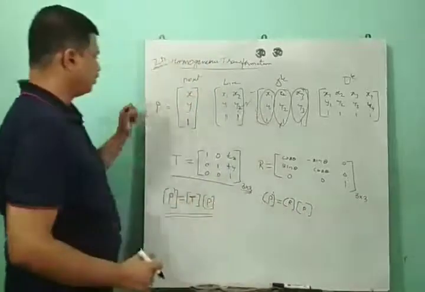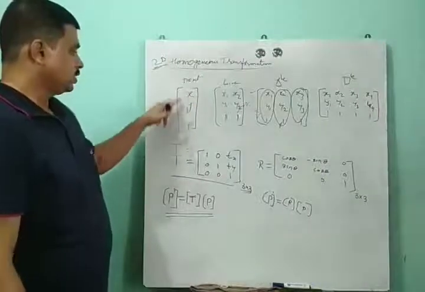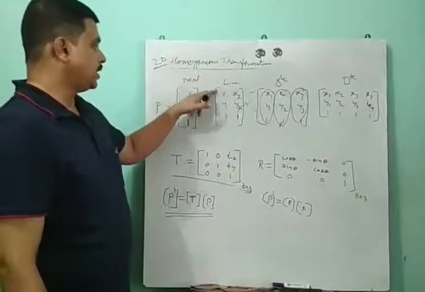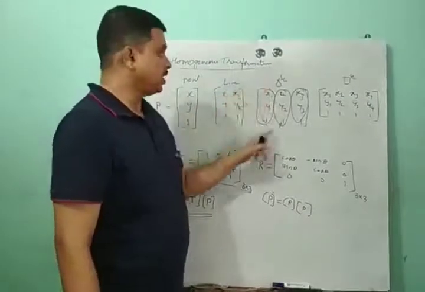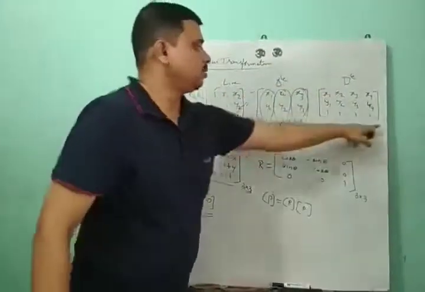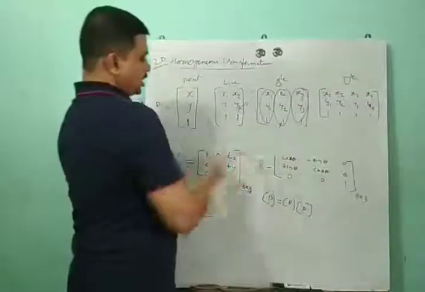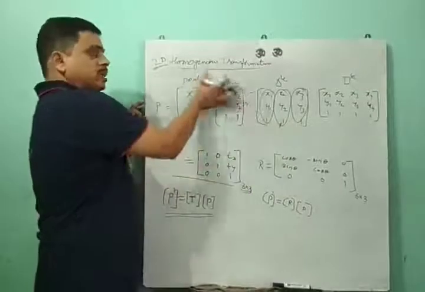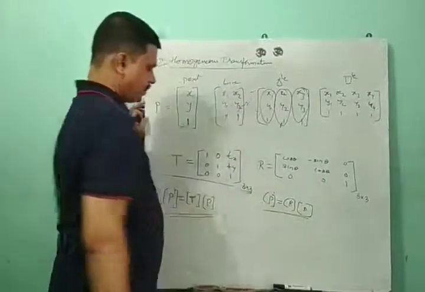If it is a point, follow this point, that is 3 by 1. If it is a line, 3 by 2. If it is a triangle, 3 by 3. If it is a rectangle, 3 by 4. And all the transformation matrices have to be multiplied to the initial point. So this is the general point.